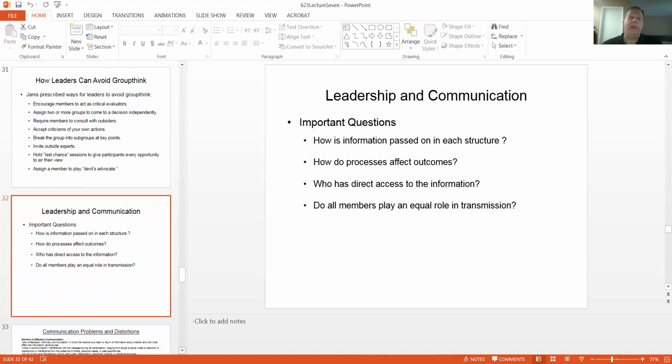We also know that leaders are only effective if they can create an effective communication system within their organization, because they can decide and they can dictate how information is passed on within the organization.